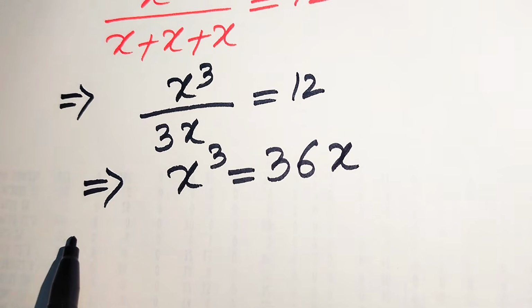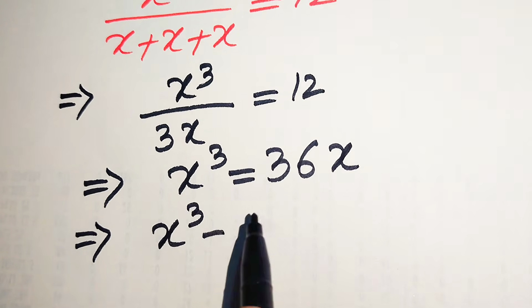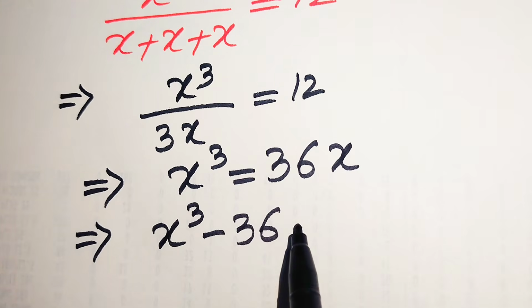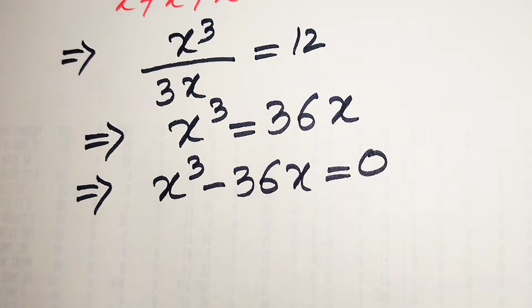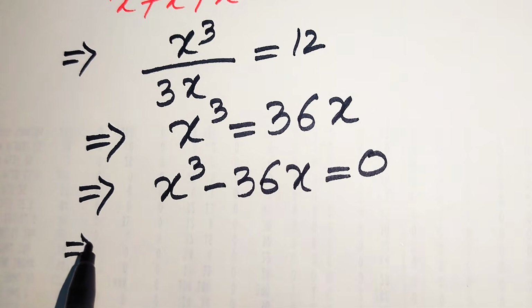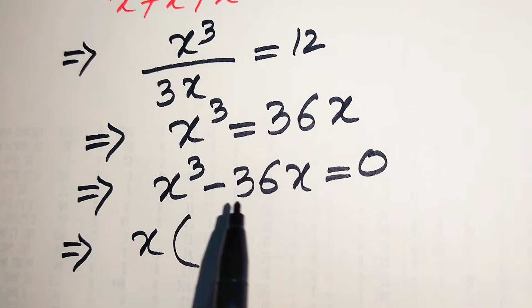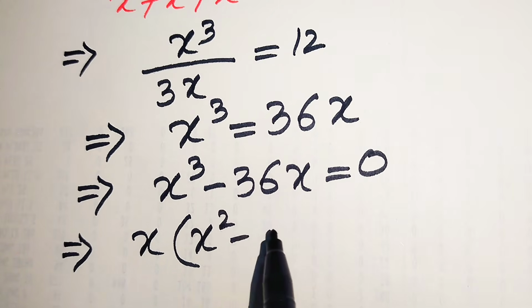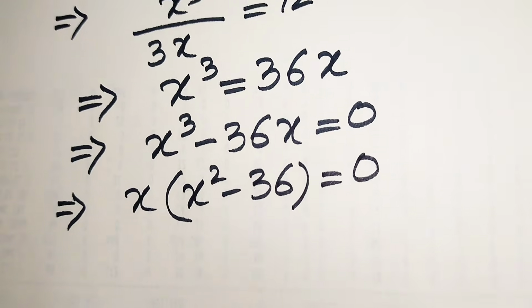In the next step we move the term 36x from the right hand side to the left hand side, and it becomes x cubed minus 36x, and this whole equation equals 0. Further, we need to take common x from both of these two terms, and when we take common x we get the remaining values x squared minus 36, and this whole equation equals 0.